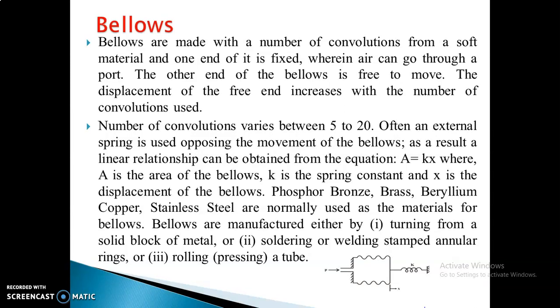Just look at the diagram at the bottom. This is how the bellows look. One end is free, the other end is fixed via your spring. The down portion X is the indication of the displacement. So when the pressure is applied, how far the displacement occurs in your bellows. And the bellows are made with a number of convolutions from a soft material. The number of convolutions varies from 5 to 20. And they are measuring through A equal to K into X.